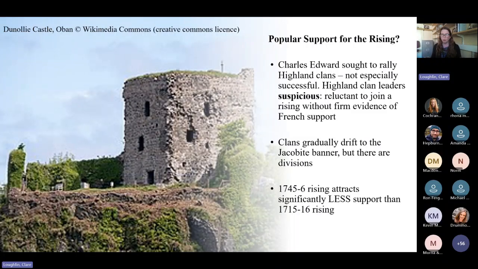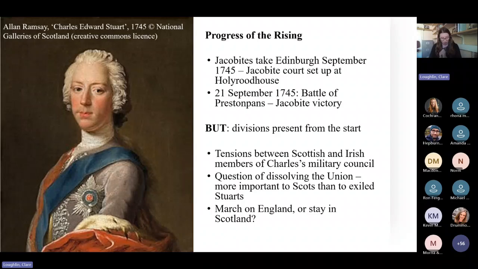Highland clan leaders, though, want guarantees that Charles simply can't give, but he is very good at convincing people. And gradually this army is brought together. Most of it doesn't come from the Highlands, but again from the northeast, from those Jacobite heartlands. Charles's army did far better than initially expected. They get to Edinburgh. Charles establishes a Jacobite court at Holyrood House, although he never takes Edinburgh Castle, and Jacobite victory follows at the Battle of Prestonpans.